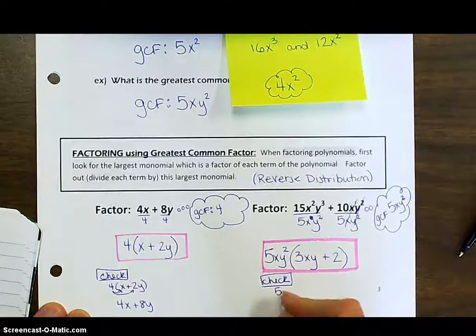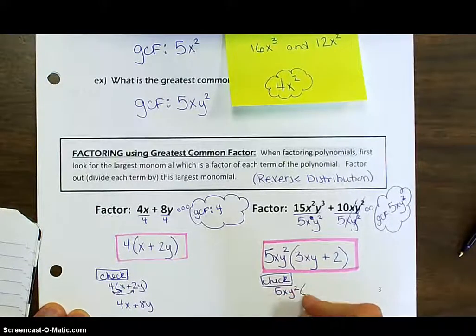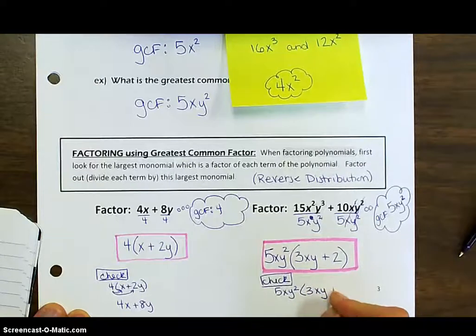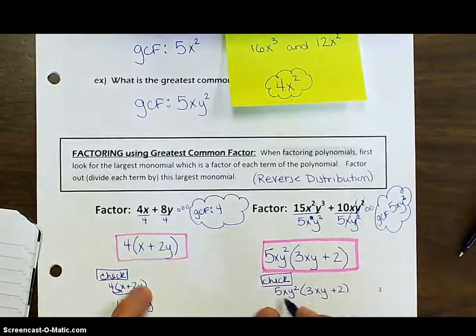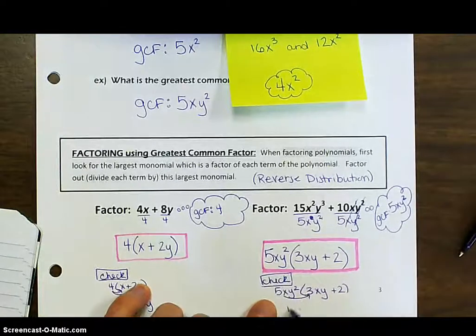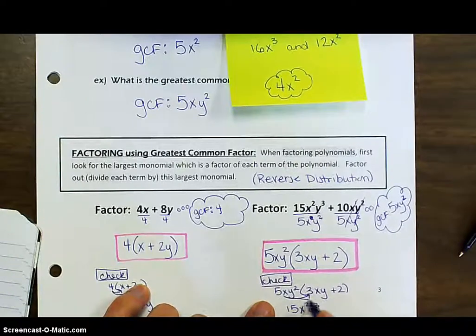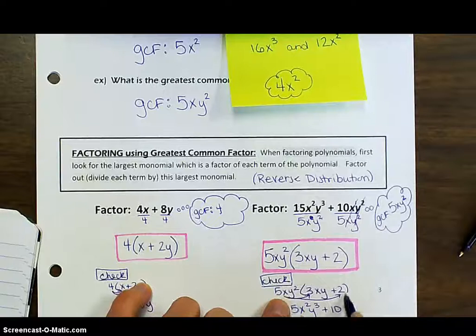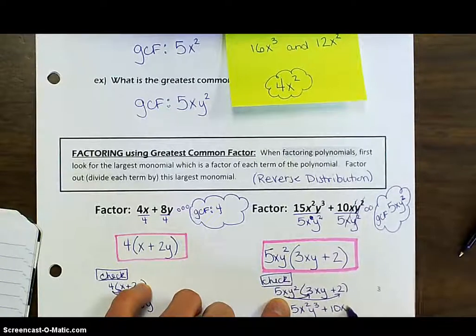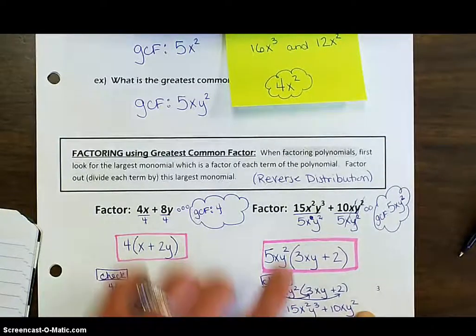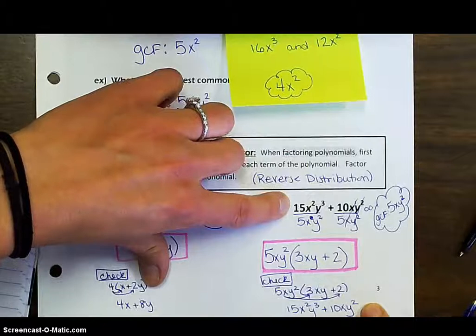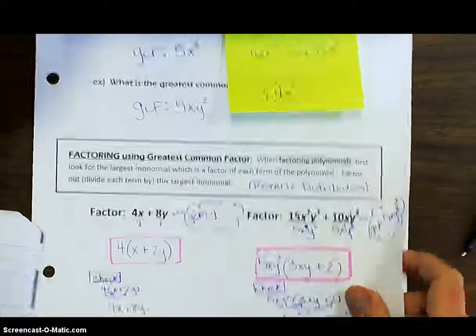So I'm going to rewrite my answer, and then we're going to multiply it and distribute. 5 times 3 is 15. X times x is x squared. Y squared times y is y to the third. Now I'm going to multiply to the 2. Plus 5 times 2 is 10. Now there's no x's or y's, so that is just going to stay the same. And then if I double check, does that match? Yes, it does. So we've got it.